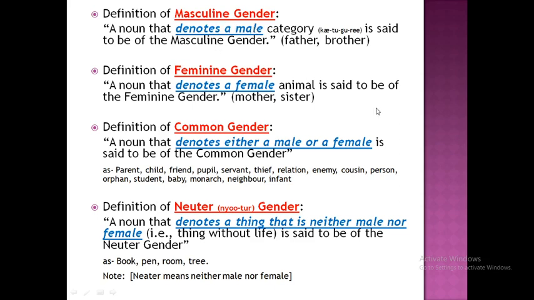Second one is female. When we call mother, this is a female category. When we call our sister, this is a female category.